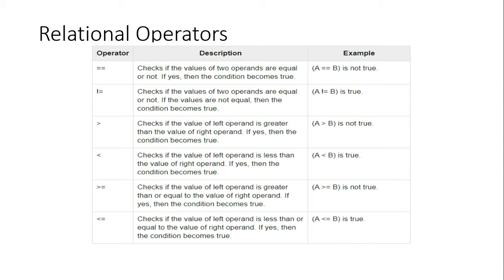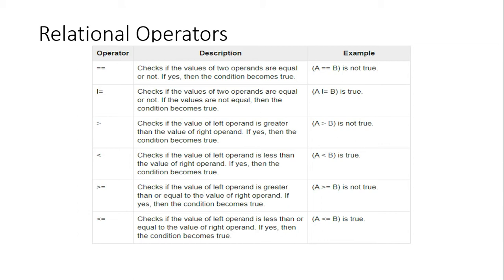So a equal to b compares whether the a value and b value are equal or not. The second one is not equal to, a symbol that represents not equal to. And then less than, greater than, less than or equal to, and greater than or equal to. These are the very common relational operators. When you compare two operands, it is called a relational operator.